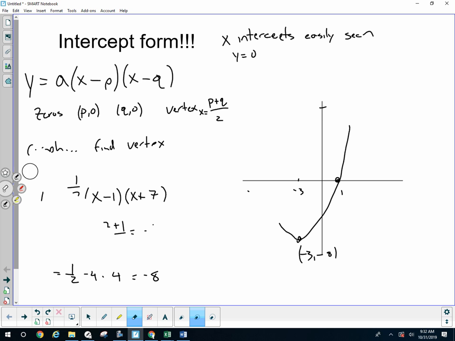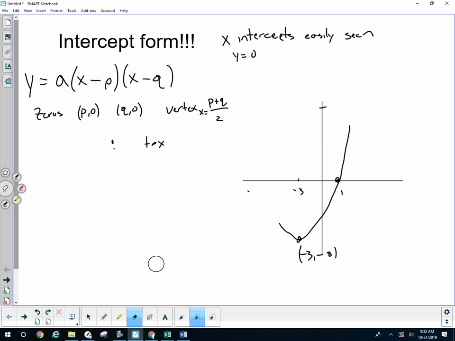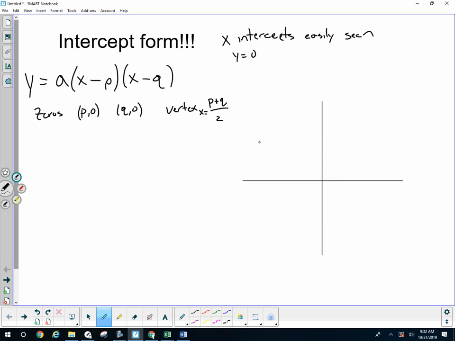Okay, now we're going to switch gears. I'm going to give you the graph. You're going to find the equation. This is what you guys struggled on at the end of last class. Ready? Here's the graph.